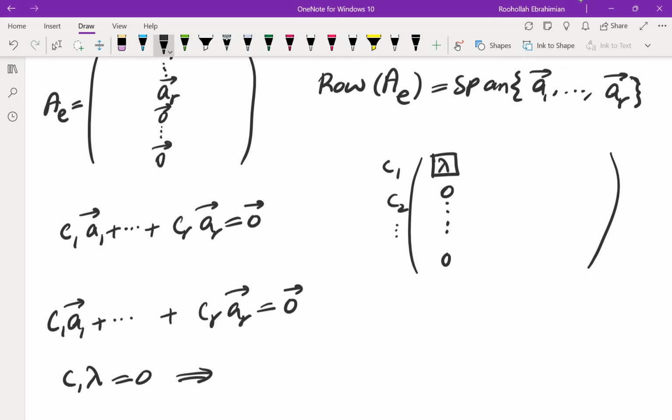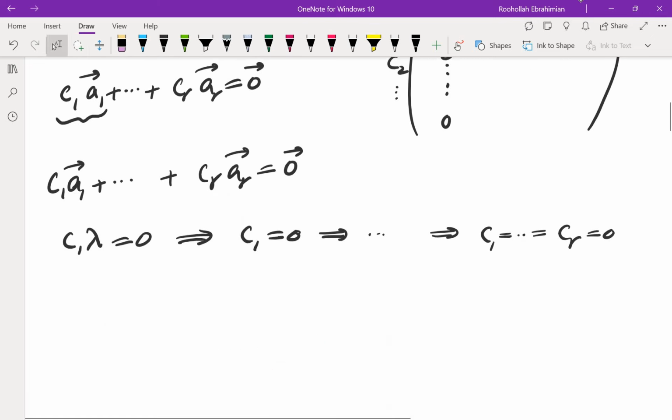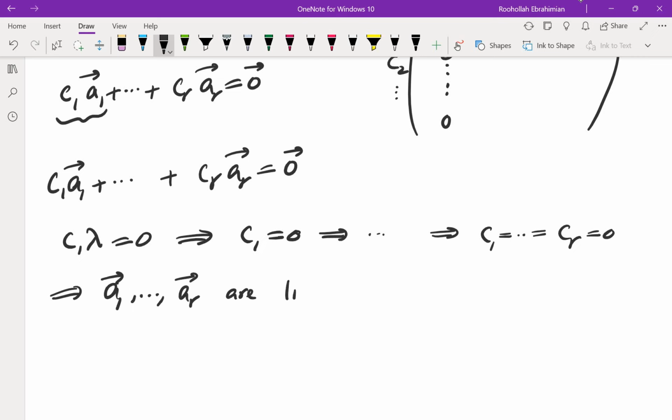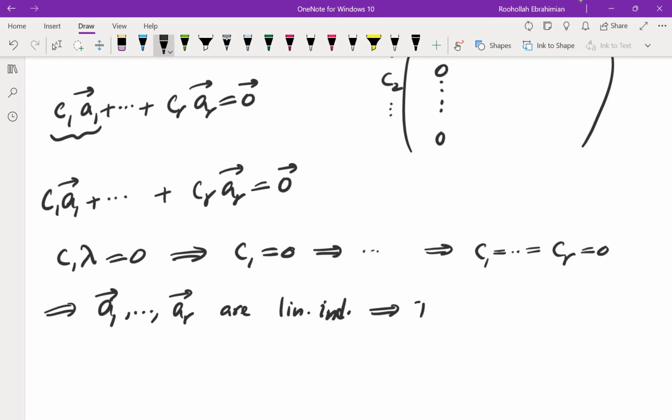And we know that lambda is the leading entry of the first row. What that means is that c1 must be 0. Now, I'm not saying that lambda is the first entry. I'm saying that it's the leading non-zero entry. So that means c1 must be 0. So this vector would disappear, and then you can just repeat the same argument and show that all of the ci's must be 0, which means A1 through Ar are in fact linearly independent. But we know they are spanning by definition, so therefore they form a basis.